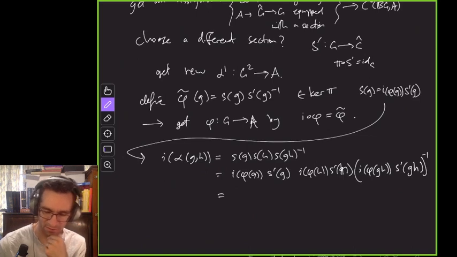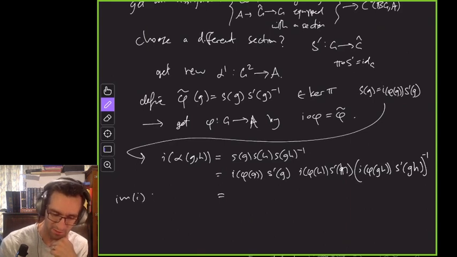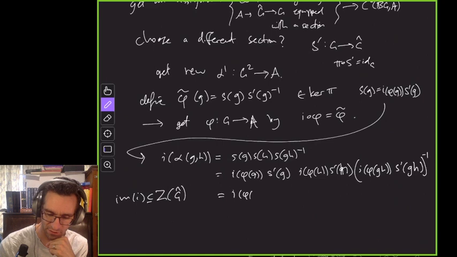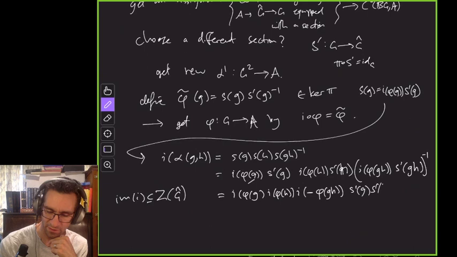But the image of I is inside the center of G hat, so I can just permute it past everything else. So I have I phi of g, I phi of h, I, and I write the inverse additively inside A, so I'll write it like this. Then I have S prime g, S prime h, S prime of gh inverse. Well, this bit is just I of alpha prime of gh.